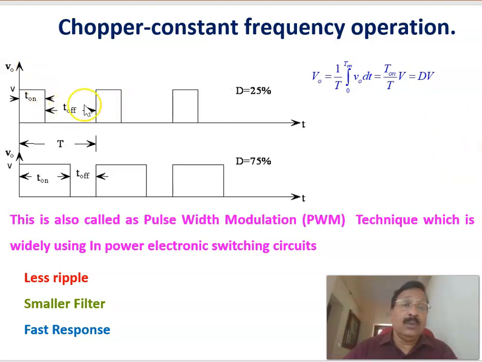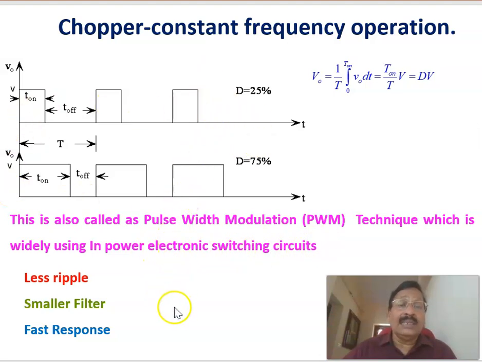Now if the input voltage is say 100 volts, corresponding to this one you will be getting 25 volts, and corresponding to this duty ratio you will be getting 75 volts. Therefore, by changing the duty ratio, the output voltage can be changed for a given input voltage, in which the time period is kept constant, or we can say the switching frequency is made constant, but the pulse width is being changed. That is why it's called pulse width modulated. This is also called the pulse width modulation technique, which is widely used in power electronic switching circuits. This is a widely used method.